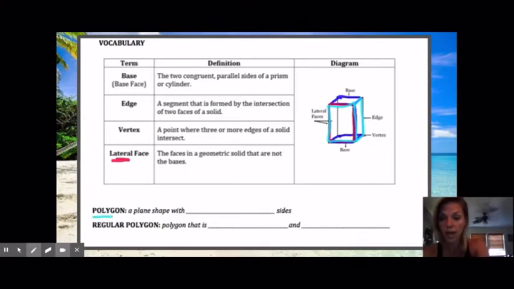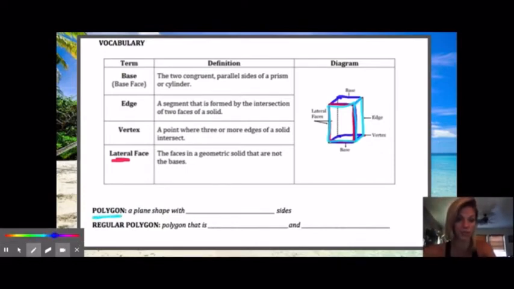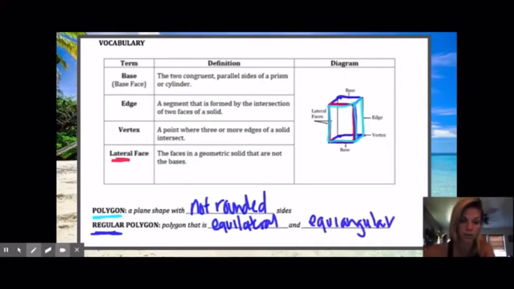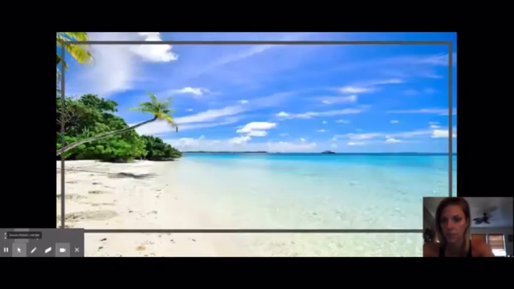A polygon is just a shape that has sides, okay? They're not circular, so we're going to say not rounded sides, okay? And a regular polygon, anytime you guys see the word regular, you know that it means equilateral. So it's a polygon that is equilateral and equiangular. So an equilateral triangle is regular. A square is regular. Okay.